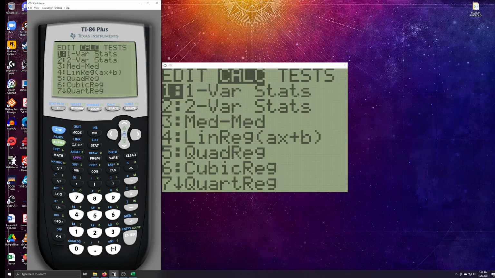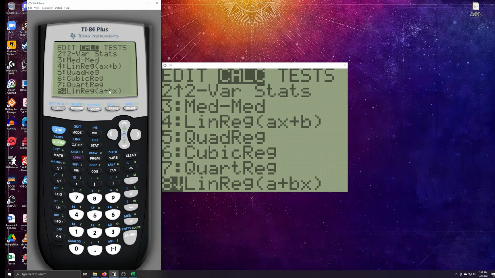You're going to go over to Calculate. And now this is where you need to be careful because we have 2 linear regressions. If you look at option number 4, it says linear regression AX plus B. We do not want that one because remember, our model is going to be A plus BX. So you have to go all the way down to option number 8 because this is our linear regression model that we want. Okay, they're going to both give you the same values. It's just with number 4 linear regression, it puts the A as your slope and the B as the Y-intercept. We don't want that. We want A plus BX. So we go all the way down to option number 8.